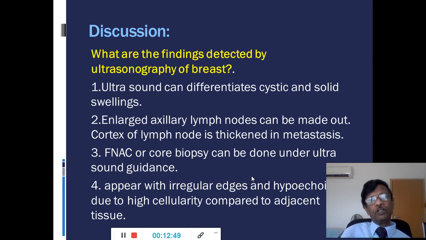With the ultrasound, enlarged axillary lymph nodes can be made out, and the cortex of the lymph nodes is thickened in metastasis. FNAC or a core biopsy can be done under ultrasound guidance in cases of axillary metastasis. The swelling appears with irregular edges and is hypoechoic due to high cellularity compared to the adjacent tissue. So that is how the swelling presents on ultrasonography.